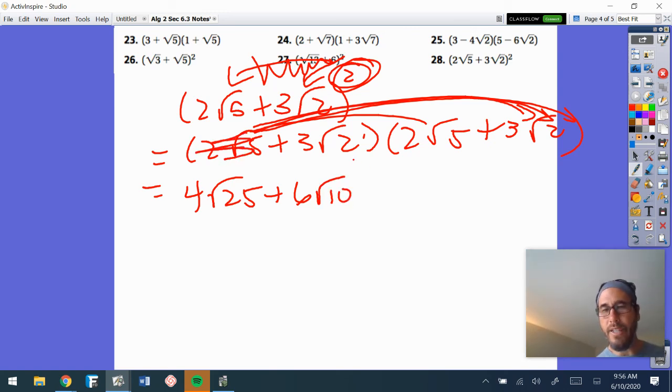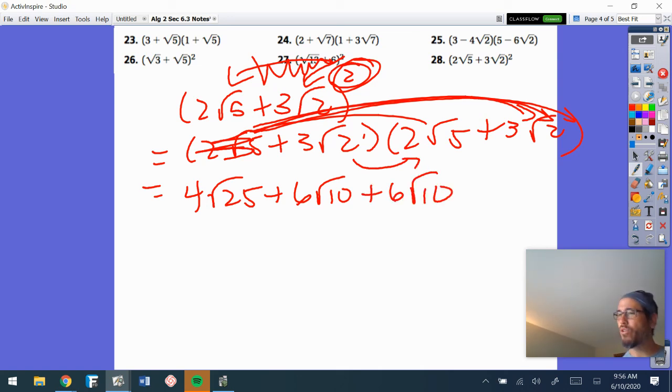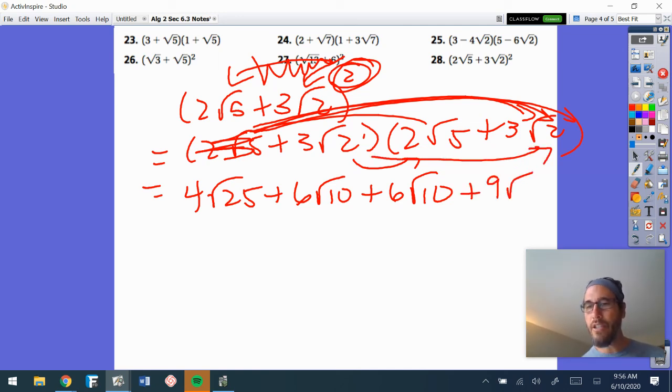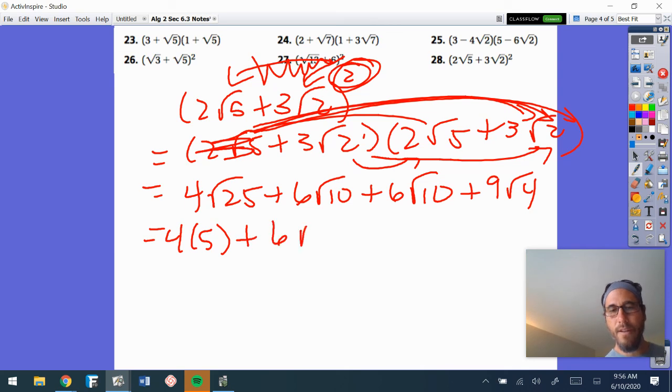Done! And then I share this guy with this guy. That becomes 6 square root of 10, right? You can always multiply radicals as long as that number in the ditch is the same. And then you do that times that, which would be 9 square root 4. Okay, now we got some simplification. Square root of 25 is 5. Okay, and then square root of 4 is 2.